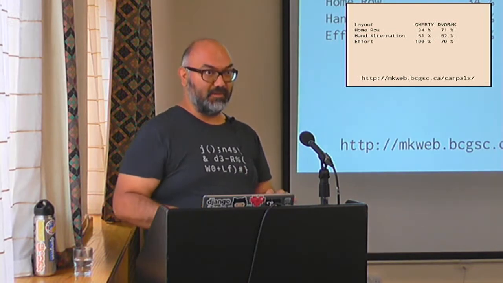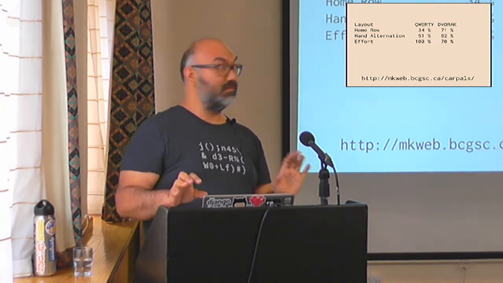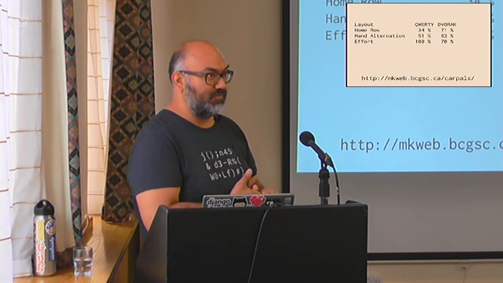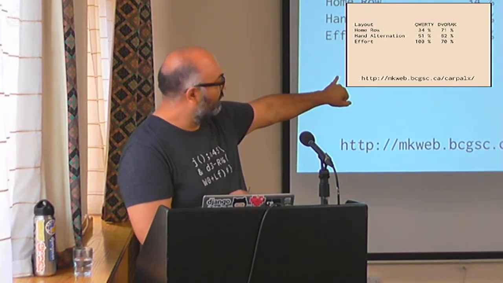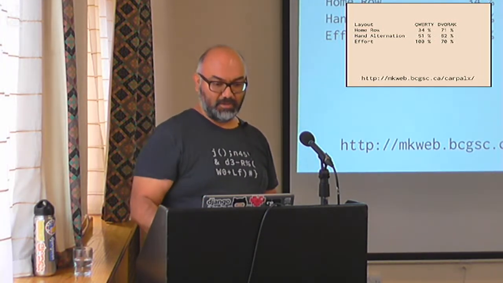On Dvorak, your hands alternate 62%, and that basically means that you can type faster if you hit one key on the left, one key on the right, instead of typing two consecutive keys with one hand. QWERTY has 51% hand alternation, which means 51% of the time you're using the same hand. So Dvorak reduces your overall typing effort to 70% compared to that of QWERTY.